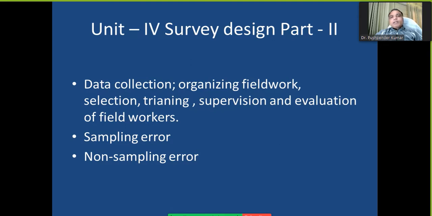Now, in the second part of survey design, we need to understand that with the help of the questionnaire, what we are supposed to do is collect data. Now, whenever we are trying to collect data, it is not possible to collect data by one individual. Maybe I receive one project, so for me it's not possible to go and collect data from the respondents.